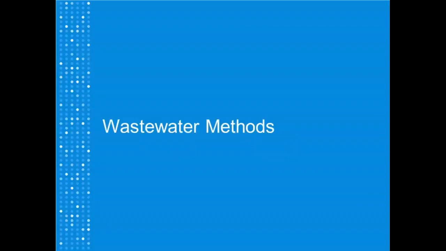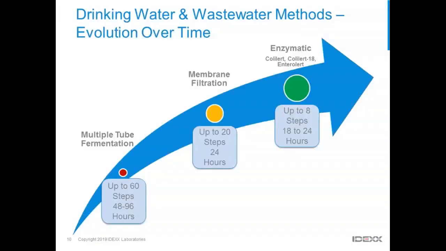So when it comes to testing wastewater, there has been a kind of evolution over time of the methods in order to detect a contamination event in the wastewater. So we kind of start off with multiple tube fermentation. This process tends to be lengthy. To get a final confirmed result, we're looking at up to around 96 hours. So we're looking at several days before we can finally get a confirmed positive.